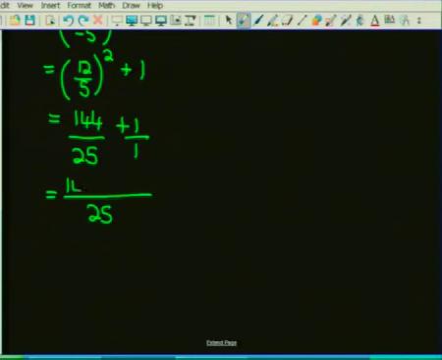So it's 144 plus, well, 1 goes into 25 times. 25 times 1 is 25. So we're going to get 169 over 25. Now, if we get the same answer for the right-hand side, then in actual fact, we've managed to prove the left side equal to the right side.